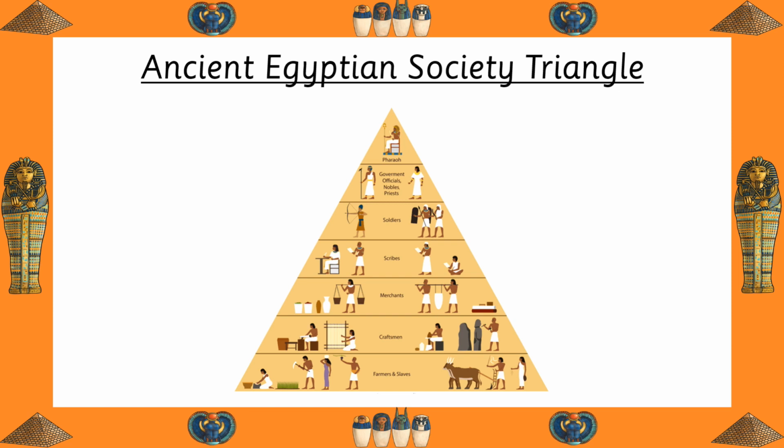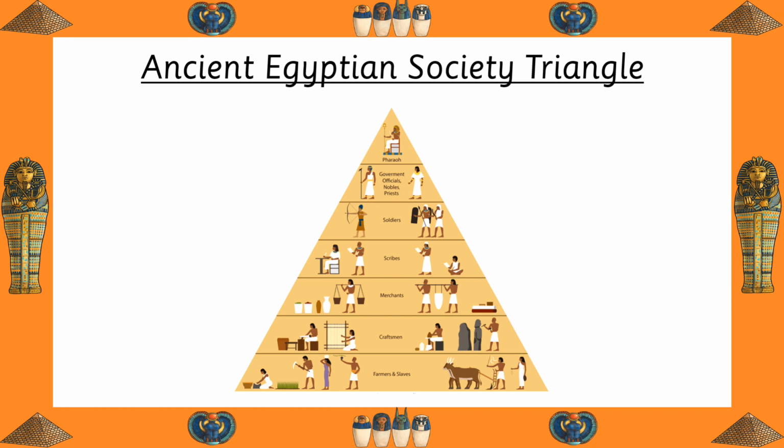Well, it's because a triangle has got a top and a bottom. The top is really narrow and the bottom is really wide. Now the top is where you're going to have very few people. So just like today, there are very few people who are at the top of society, but there are quite a lot of people who are at the bottom of society. So that means the top of society is very narrow, but the bottom of society is very wide, which is why we have this triangle.